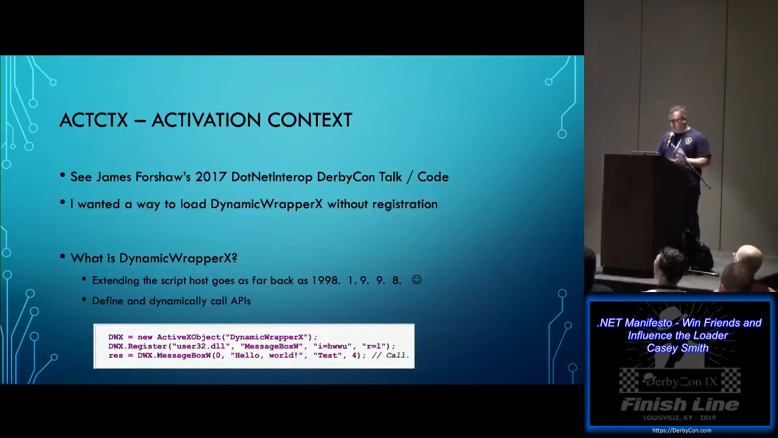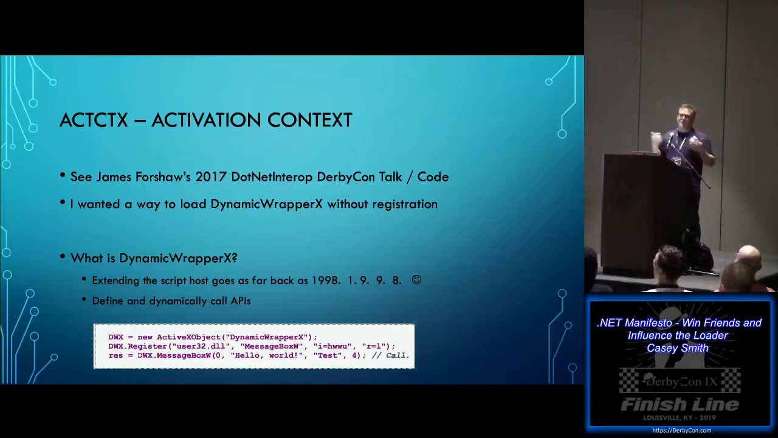Okay, so let's bring it to a practical step. In 2017, James Forshaw did a really good talk on .NET interop, and he describes this activation context class. Let me give you a little background on why this was interesting to me. DynamicWrapperX is a really interesting DLL that extends the script host. It lets you map API calls directly through VBScript or JScript.